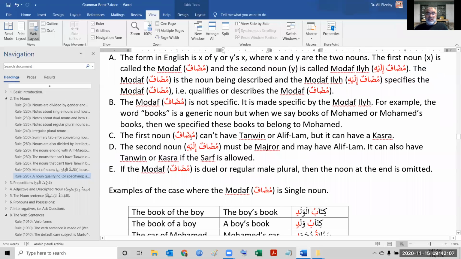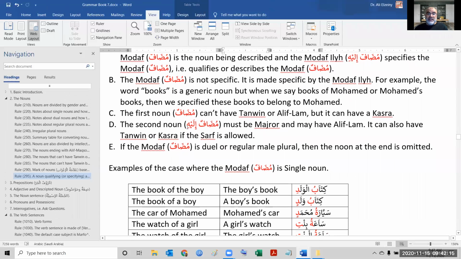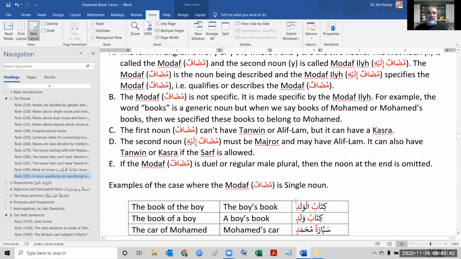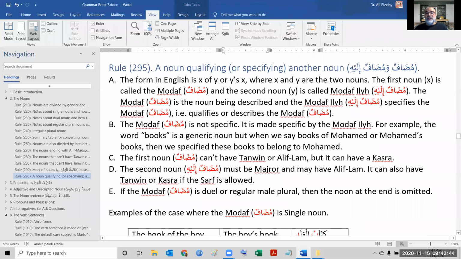The first noun, the Modaf, can't have tanween or alif lam, but can have kasra if sarf is allowed. The second noun must be majroor, no exception, and may have alif lam. It can also have a tanween or kasra if sarf is allowed. If the mudaf is dual or regular male plural, then the noun at the end is omitted, just like we showed you in these examples. These are the rules of the game about the mudaf and mudaf ilayh, one noun qualifying or specifying another noun.